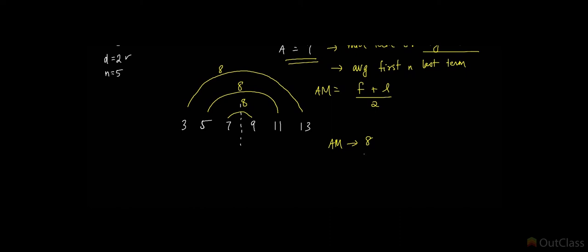Now that is what happens when you have an even number of terms in your sequence. You won't have a unique middle term. You will take the two middle terms.